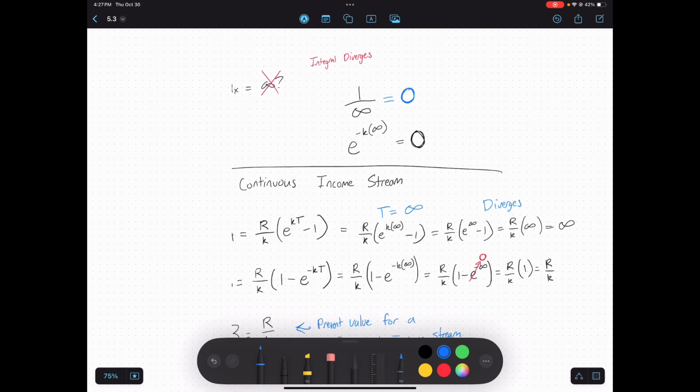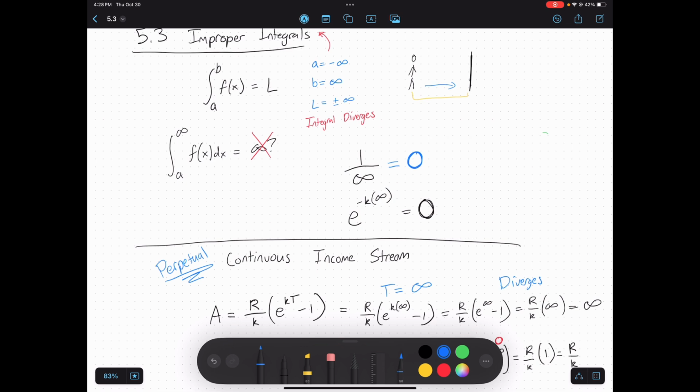So you'll see plenty of examples as you go through the homework where even though it's an improper integral, the function will converge. You'll get an actual value for it. So go ahead and try some of these out. See what you can do.